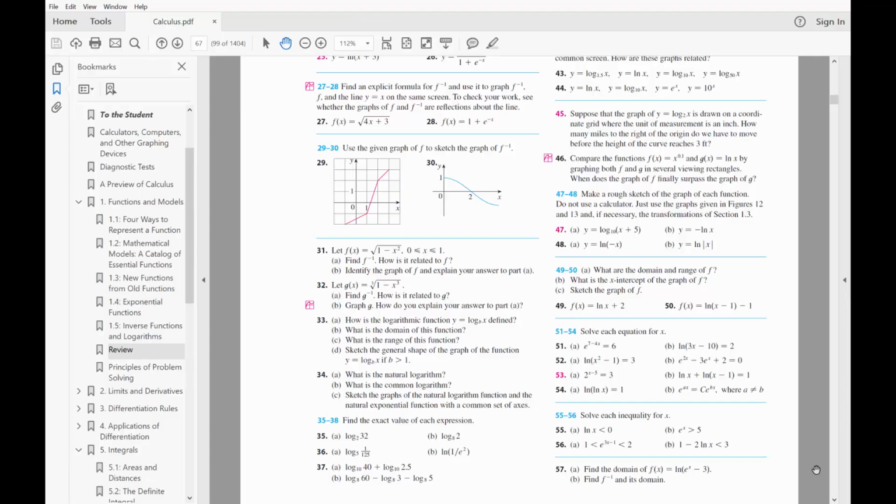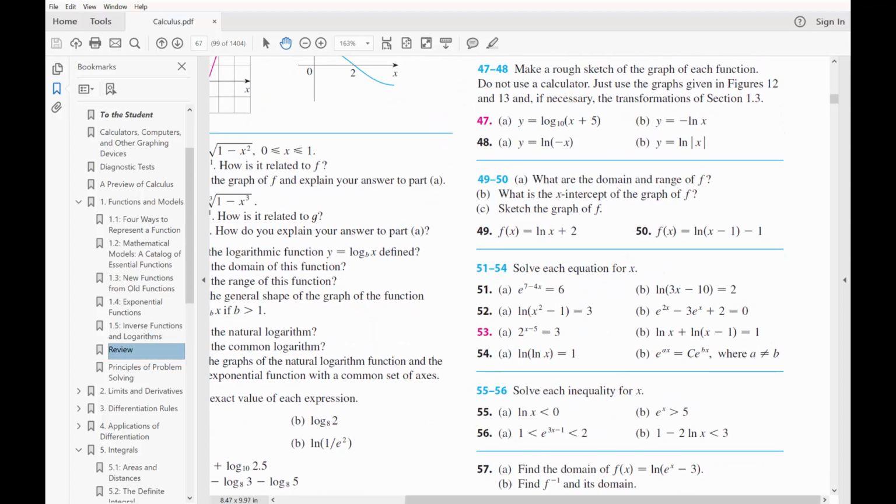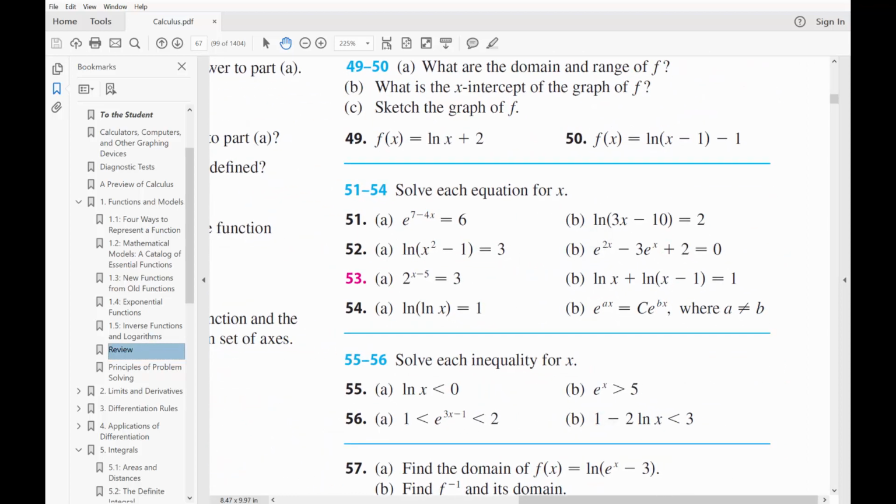Hi. In this question, we're gonna solve questions 51 and 53. So let's go for it. First, we're gonna start with 51a. It says e raised to power 7 minus 4x equals 6. Then it says solve for x.